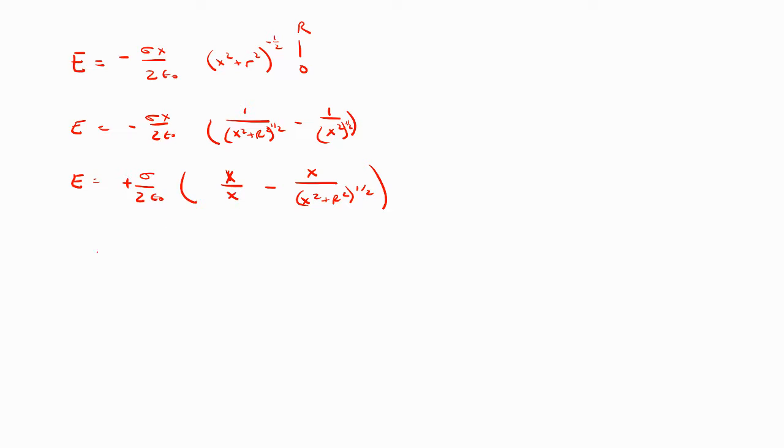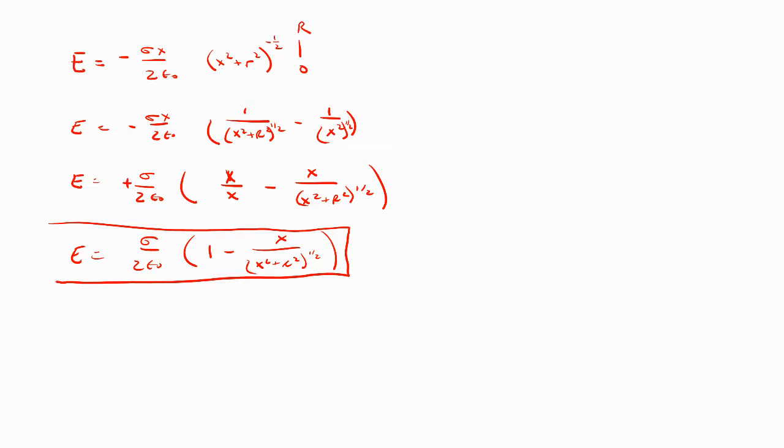Right, and so this can be written as sigma over 2 e naught, 1 minus x over x squared plus r squared to the 1/2. Now we're always going to want to graph these things, and it's going to be easy if we graph it if we know the limits as x gets very large and as x gets very small.